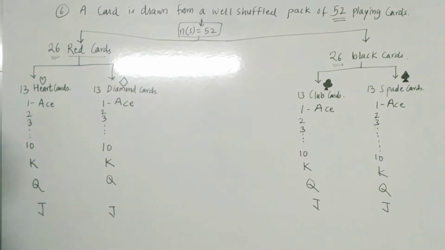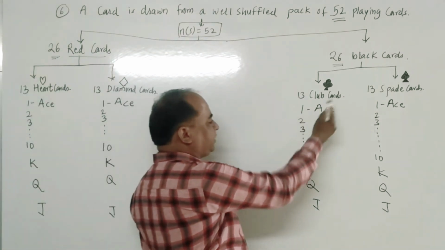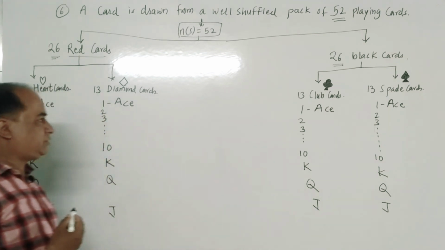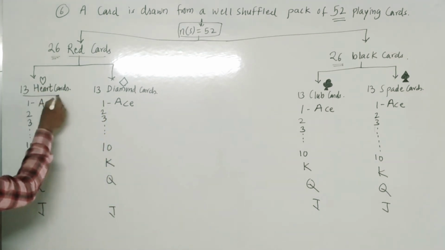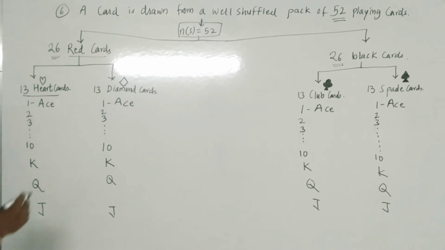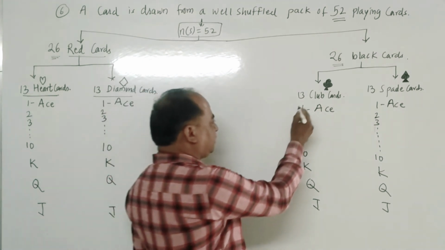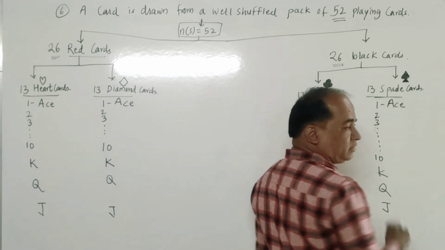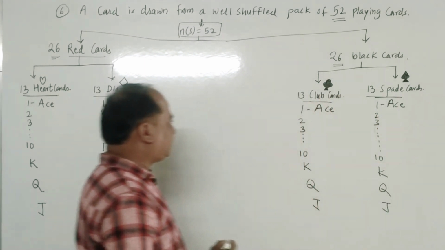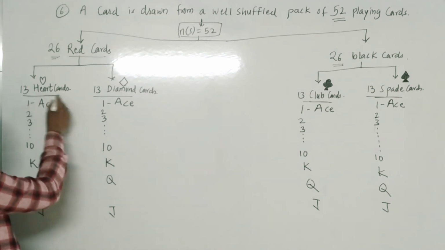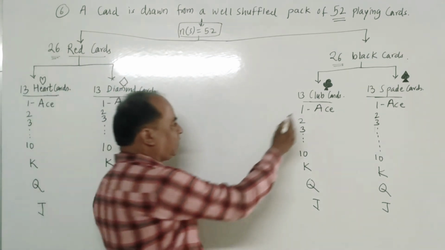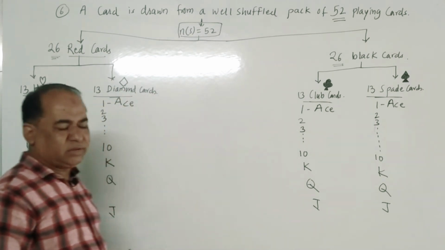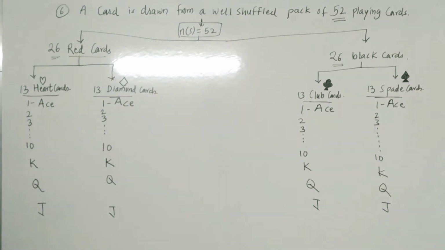Now these 26 red cards are divided into 2 suits, and black cards are divided into 2 suits, that is, in all 4 suits. That is 13 red cards of heart, 13 red cards of diamond, 13 black cards, those are club cards, and 13 black color spade cards. So 4 suits are there: heart, diamond, club, and spade cards, each having 13 cards.